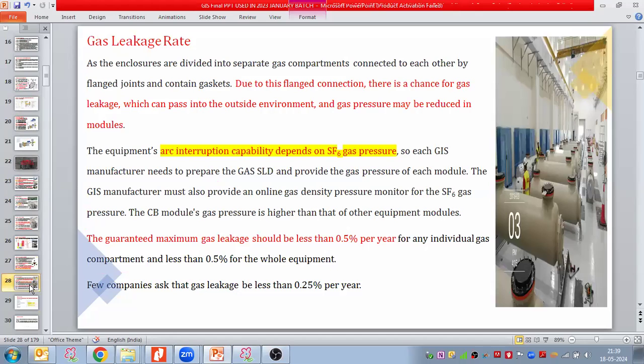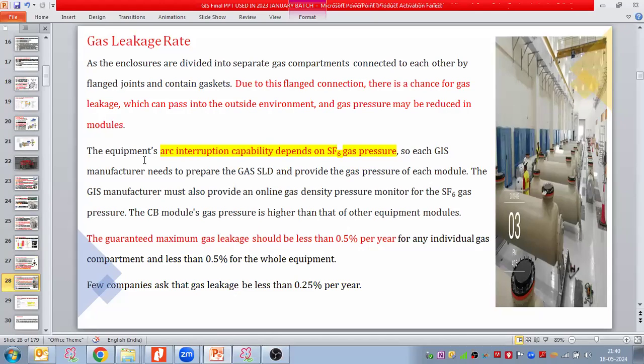Now, since we have discussed that each module is connected with the help of flanges, there is a probability of SF6 gas leakage during the operation of the GIS. The enclosures are divided into separate gas compartments, connected to each other by flanged joints, and contain gaskets as well. Due to these flange connections, there is a chance of gas leakage during the service life, which can pass into the outside environment, and gas pressure may reduce inside the GIS module.